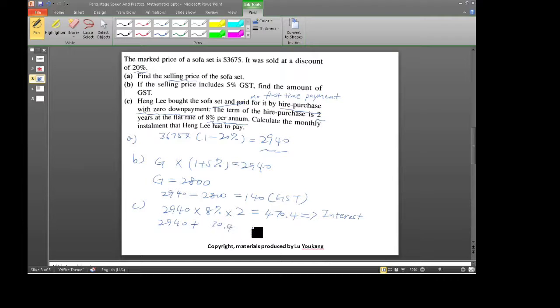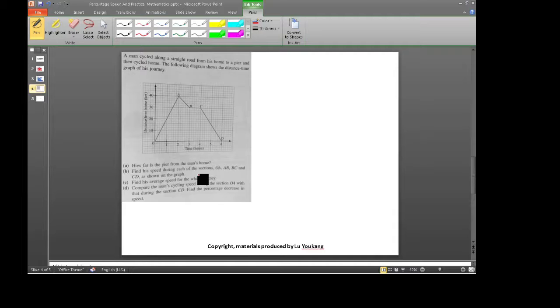This is simple interest. So with this interest, you take the interest plus the selling price, the total divided by 24. That will give you a monthly installment of $142.10. Okay, this is simple interest. When the question never says it's compounded monthly or annually, you have to consider it as simple interest.